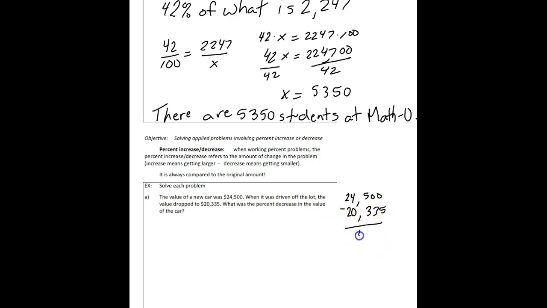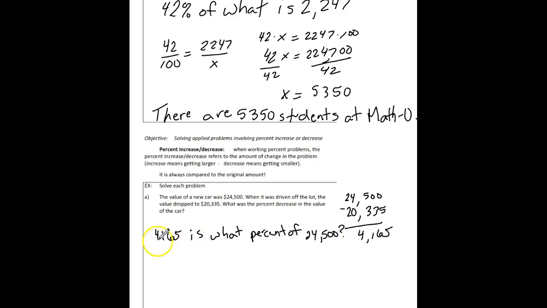So we know that it went down a total of $4,165, just by driving it off the lot. So what we want to know is this $4,165 is what percent of our original amount, and that's of the 24,500.